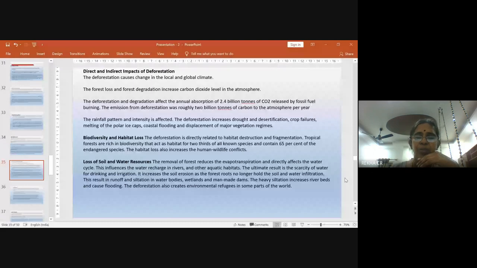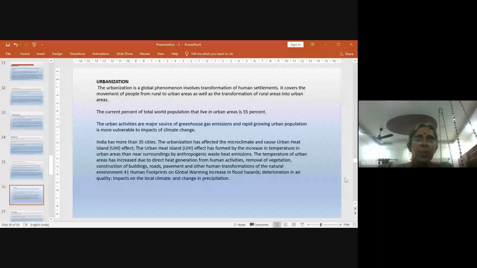The removal of the forest reduces the evapotranspiration and directly affects the water cycle. So it influences the water recharge in rivers and other aquatic habitats. The ultimate result is the scarcity of water for drinking and irrigation. It also causes siltation, and this heavy siltation raises the riverbeds and causes flooding. So it creates environmental refugees in some parts of the world.